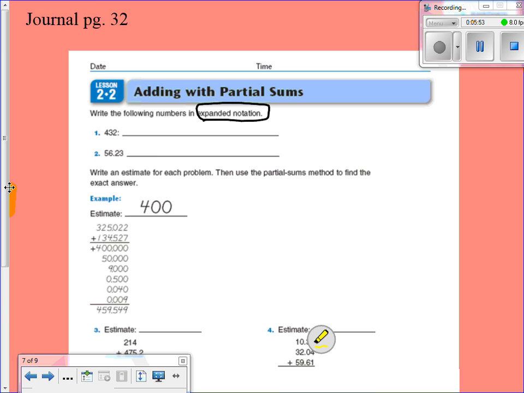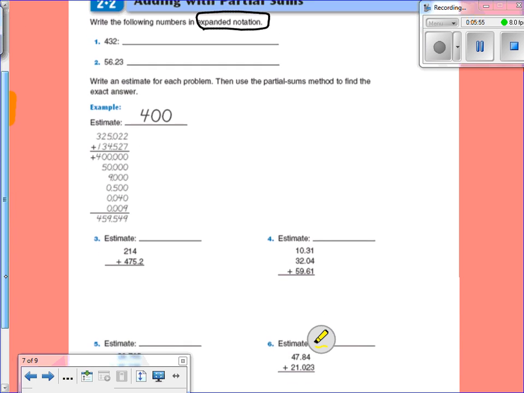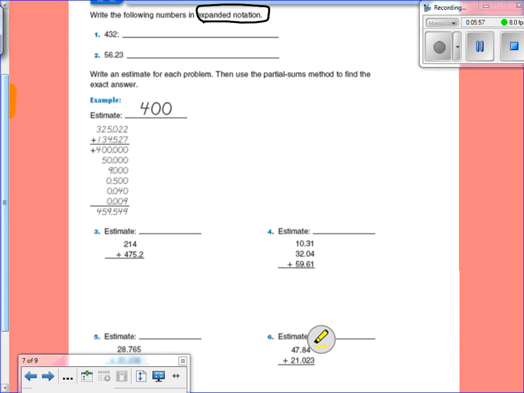Down here it says, write an estimate for each problem, then use the partial sums method. This partial sums, kids, I want you to just kind of disregard it. You're not doing any of this stuff. Okay, that's not how we're going to be adding. I want you just to add just like I taught you there. So if you've been taught partial sums in the past, if you've never been taught partial sums, I don't want you to worry about it, okay? Because we're not going to be doing anything with partial sums.